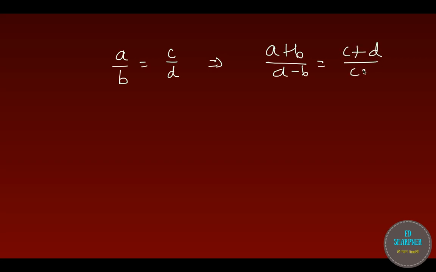So whenever you have a certain ratio like A over B equals C over D, you can write (A plus B) divided by (A minus B) equals (C plus D) divided by (C minus D), which is known as componendo dividendo. Componendo means adding in the numerator and dividendo means subtracting in the denominator.